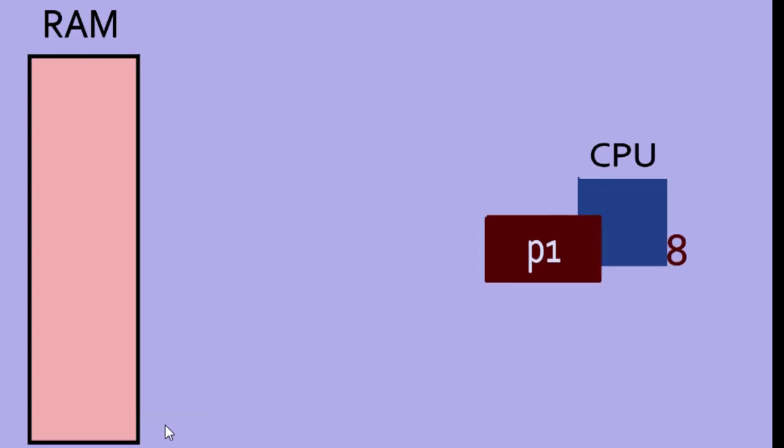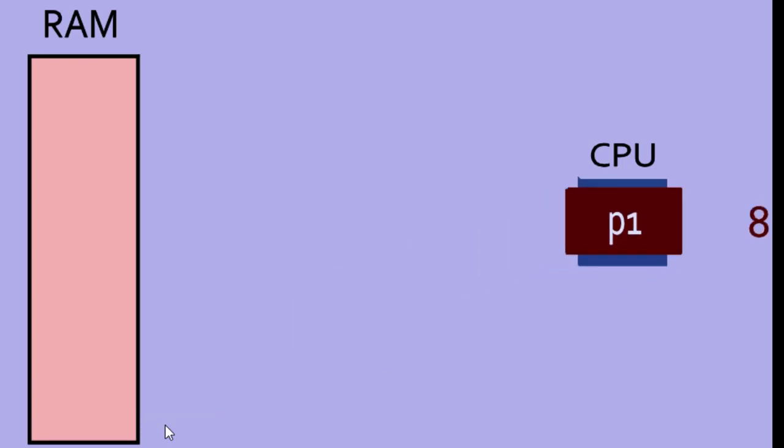Now finally we have P1, which has CPU burst as 8. So this process P1 will be executed finally by the CPU, until it becomes 0, and that will complete the process. So this is how the preemptive SJF works. Now let us solve one problem based on this.